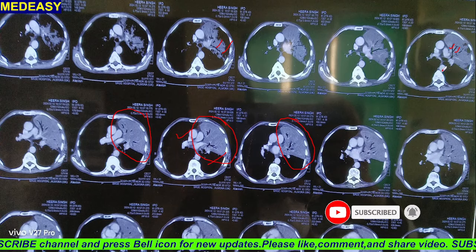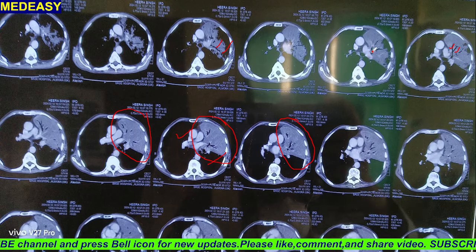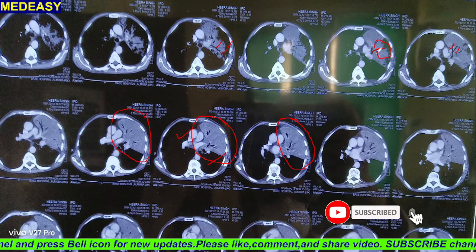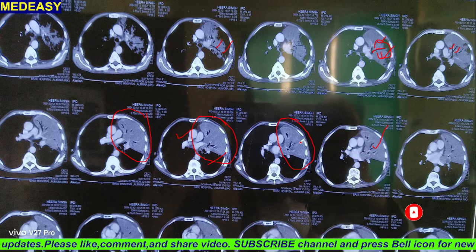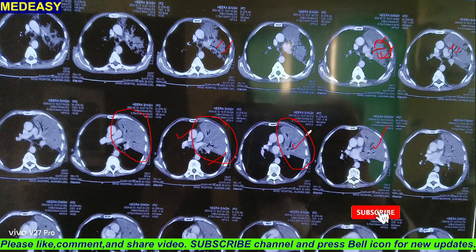Alright, so what is air bronchogram? Air bronchogram is airways containing air surrounded by pulmonary parenchyma with consolidation. This is classical. Here is one air bronchogram. This is a sign of air bronchogram. So this is classically seen in your pneumonic consolidation.